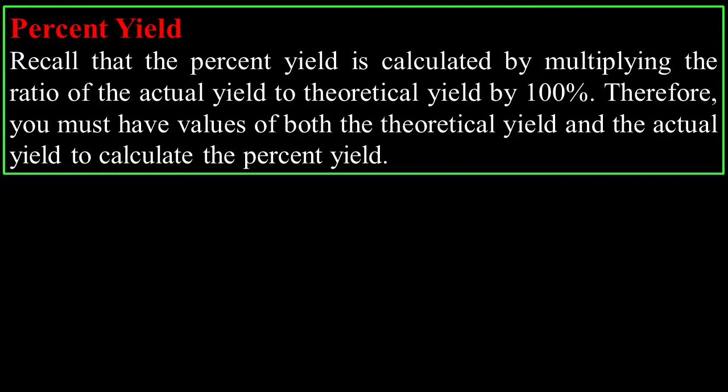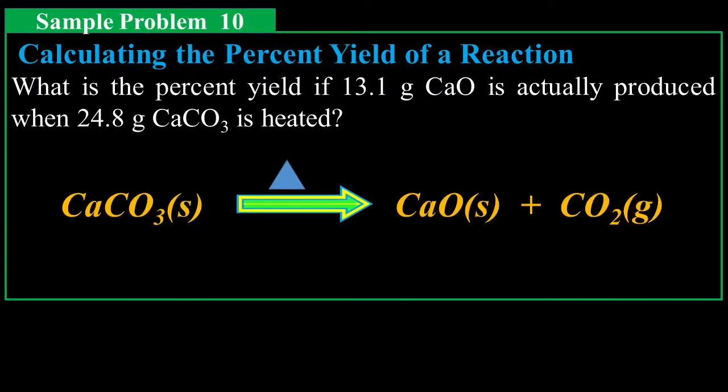So, where is this heading? I think this is heading for the fact that they're going to give you an actual yield and you're going to compare that to the theoretical yield, if that's where I think it's going. So, in the original problem we had, what is the percent yield if 13.1 grams of calcium oxide is actually produced when 24.8 grams of calcium carbonate is heated?